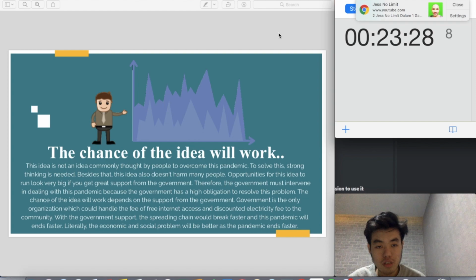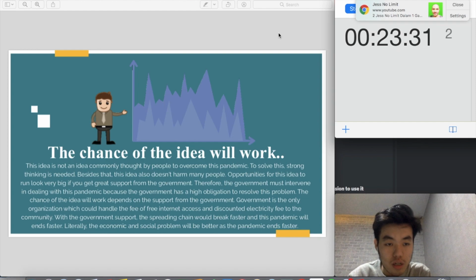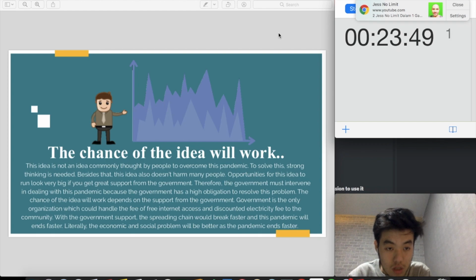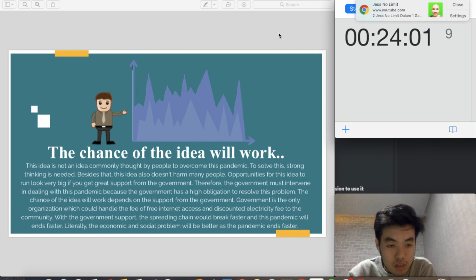So these are the chances of the idea working. The idea is not one commonly thrown out by people to overcome this pandemic. To solve this, strong thinking is needed. Besides that, this idea also doesn't harm many people. Opportunities for this idea to run look very big if you get great support from the government. Therefore, the government must intervene in dealing with this pandemic because the government has a high obligation to resolve this problem. The chance of this idea working depends on the support from the government.